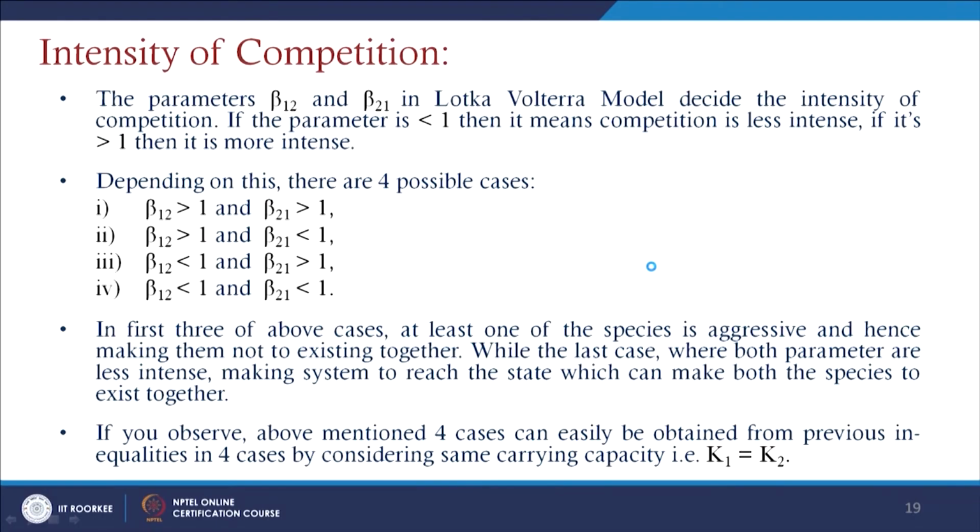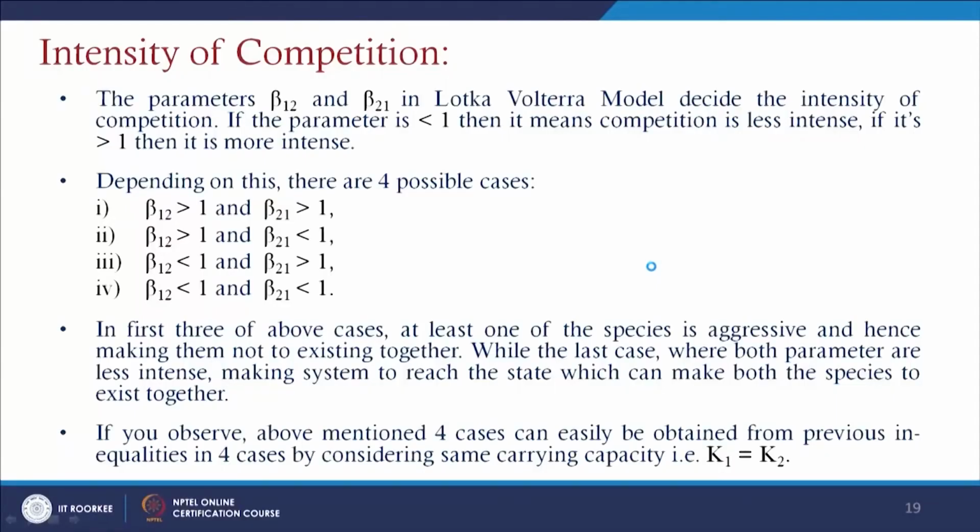If we analyze the intensity of this competition level, this means how the beta 1 2 and beta 2 1 parameters perform for this Lotka Volterra model. If this parameter is less than 1, then the competition is less intense, and if it is greater than 1, it is more intense. So, depending on this behavior, we have 4 possible cases.